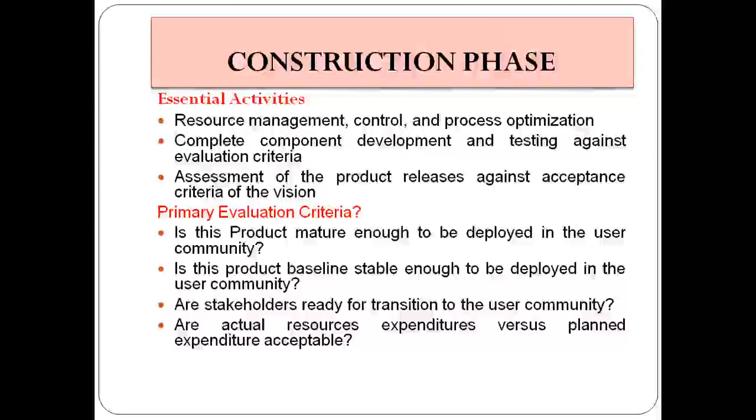And the next evaluation criteria, they're going to concentrate on whether my product baseline is stable to deploy in the user community. Now, for example, I have developed the work product and I have given that into the market. For example, if I take some bank application, that bank app has been released into the market. Then after some time I want to make an advancement to that bank application.